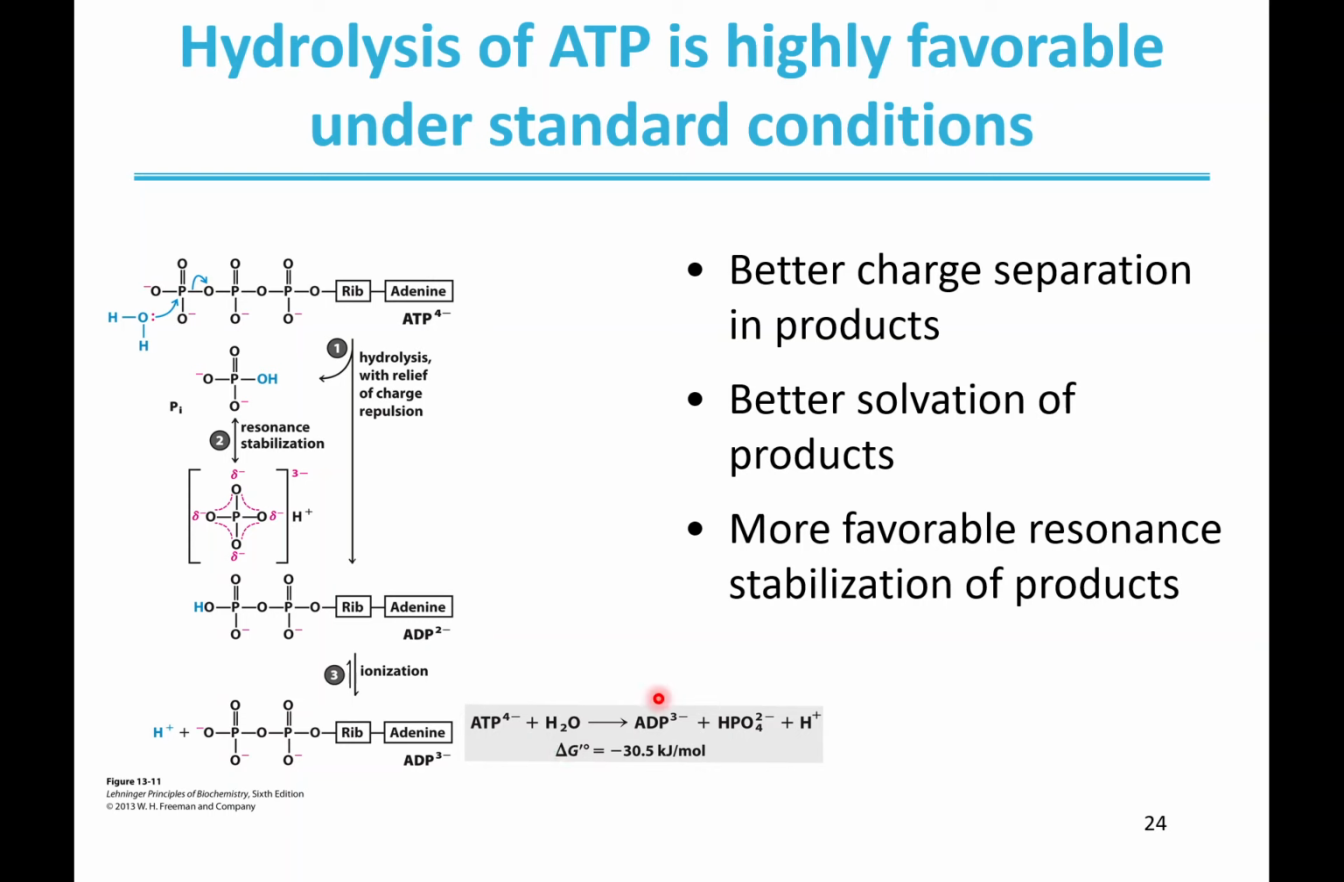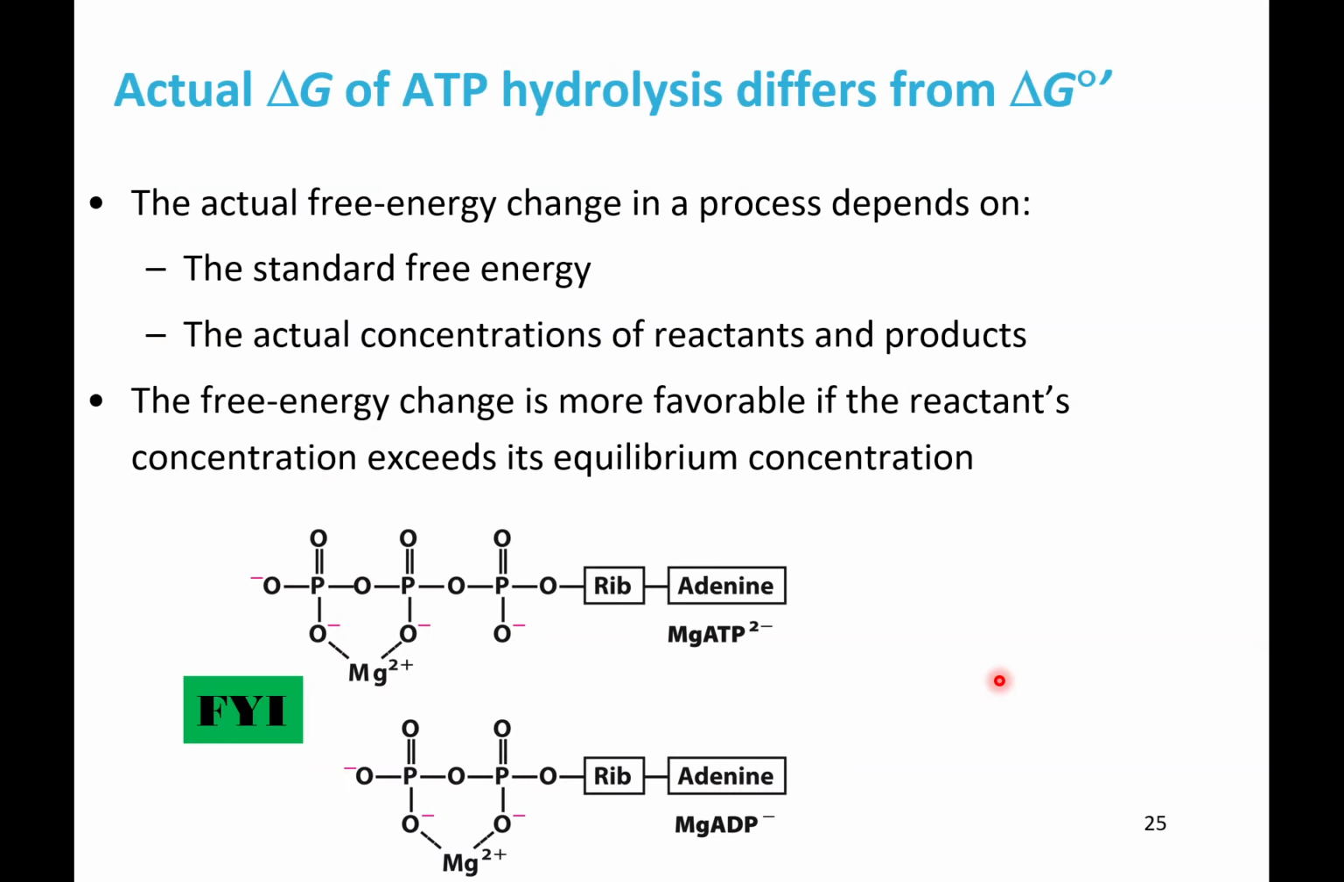And you can use this reaction, the fact that it has a very negative delta G, very spontaneous, and couple it to a reaction that is not spontaneous to drive that non-spontaneous reaction forward. The actual delta G of ATP hydrolysis differs from the standard state delta G.